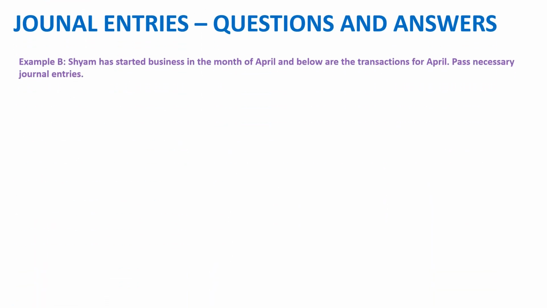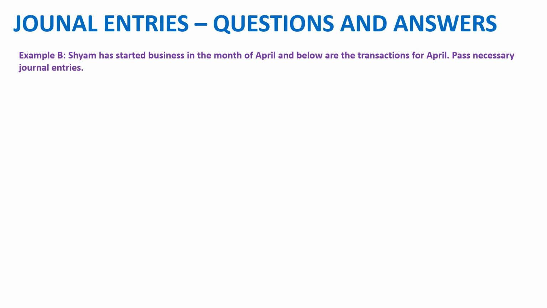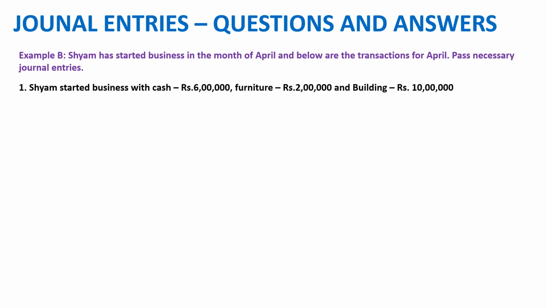Now let's start with the second example. Sam has started business in the month of April and below are the transactions for April. Pass necessary journal entries. So the first transaction is Sam started business with cash rupees 6 lakhs, furniture 2 lakhs and building 10 lakhs. So what's happening here? Sam is not only getting cash, Sam is getting furniture and building for the business as well, right? So furniture, building, cash, all are assets for the business.